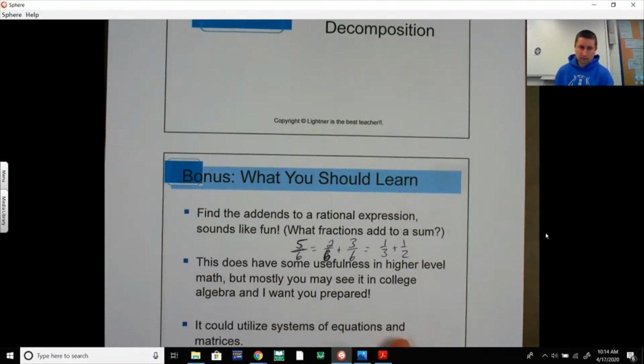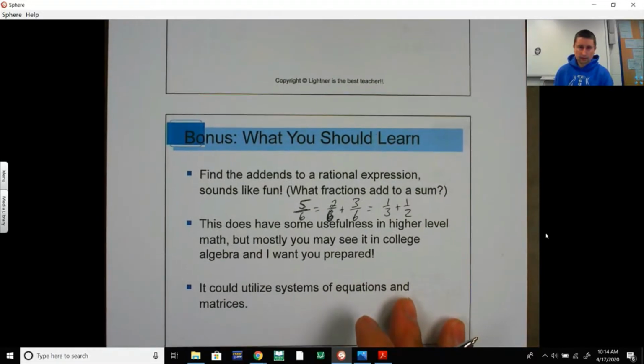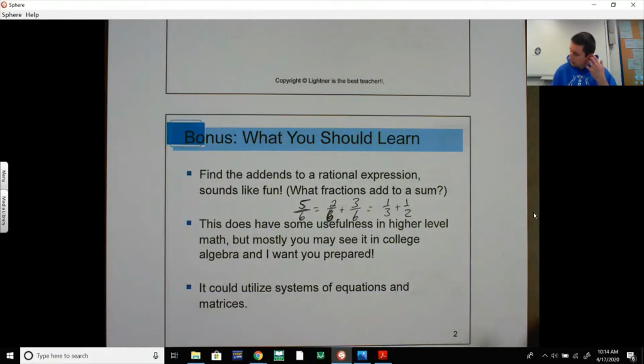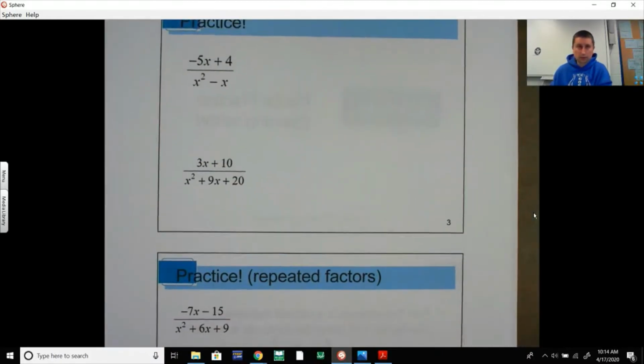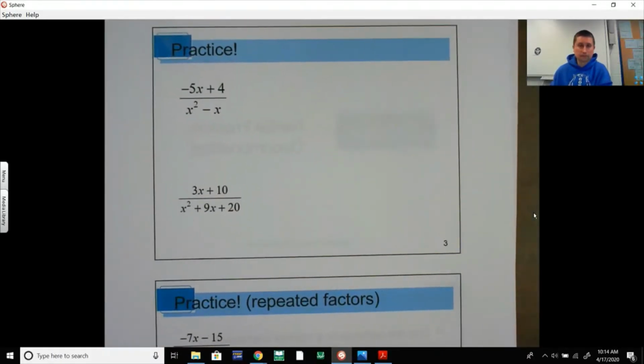This does have some usefulness in higher level math, but mostly you can see it in college algebra. I want you to be prepared for that. You can use a system of equations to solve it. We're not going to be using that approach today, though. These notes are in the shared folder.